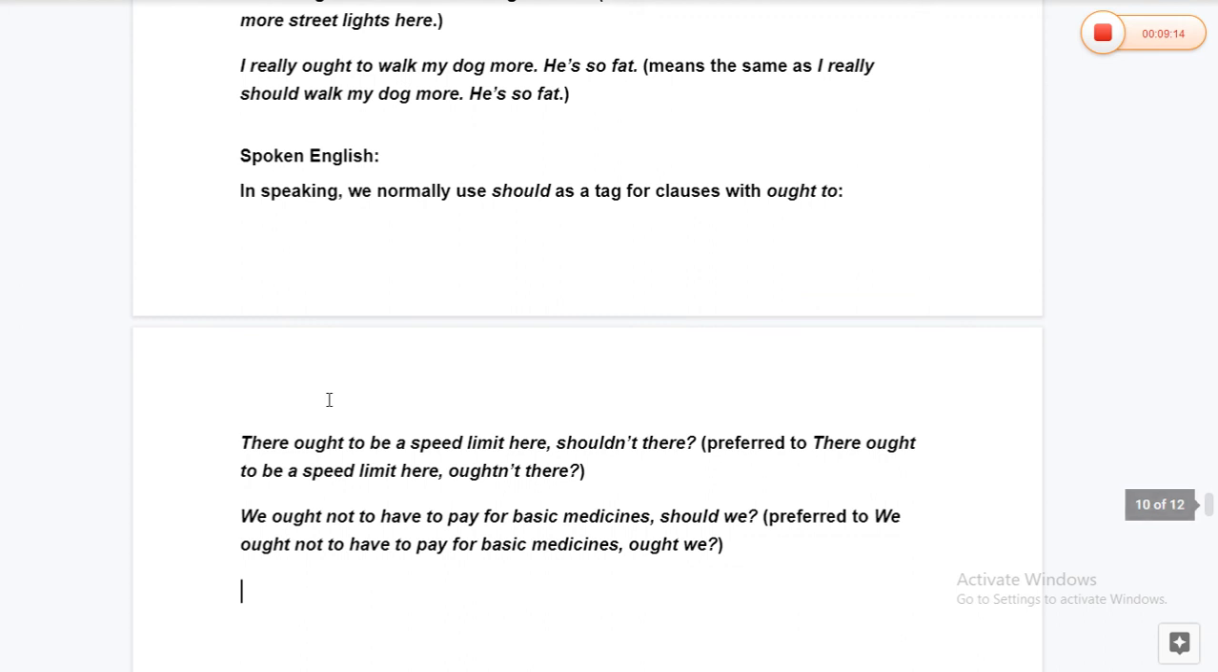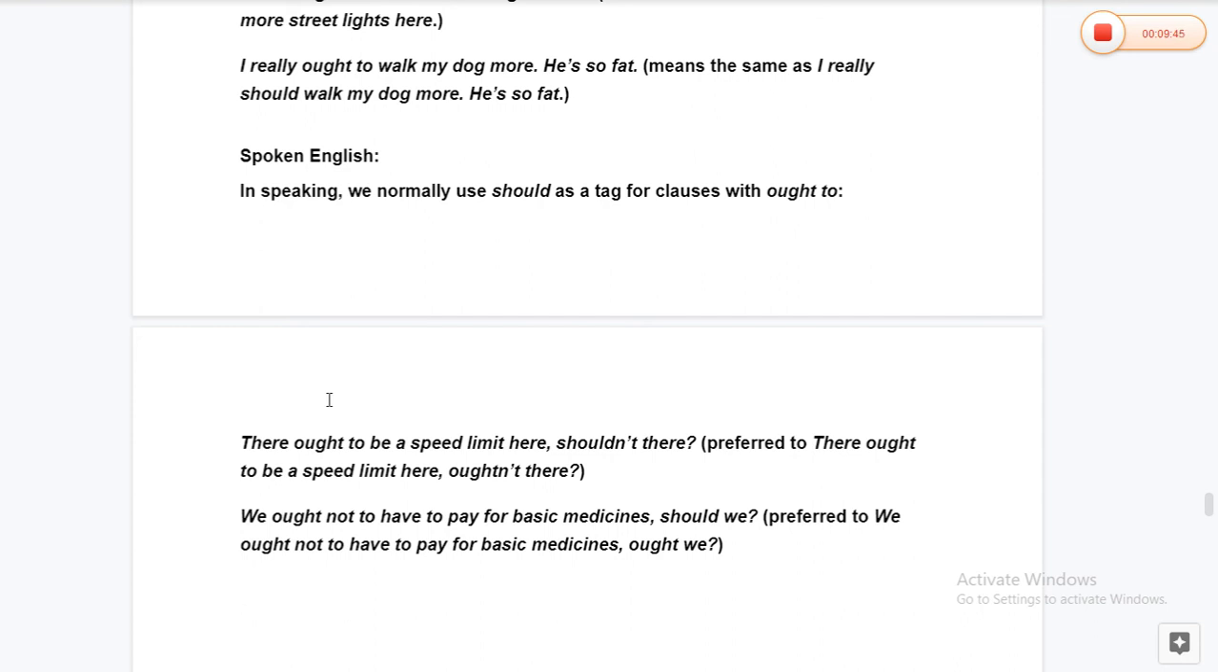Spoken English. In speaking, we normally use should as a tag for clauses with ought to. There ought to be a speed limit here. Should there be? You could say, there ought to be a speed limit here, ought not there? But it makes your expression look awkward and weird when you repeat ought not as a question tag. So you will use should there in place of ought to as a question tag.